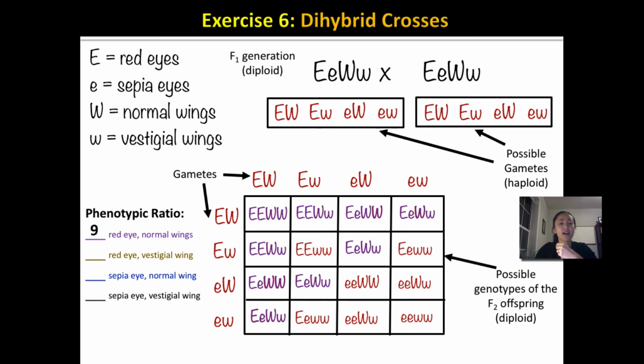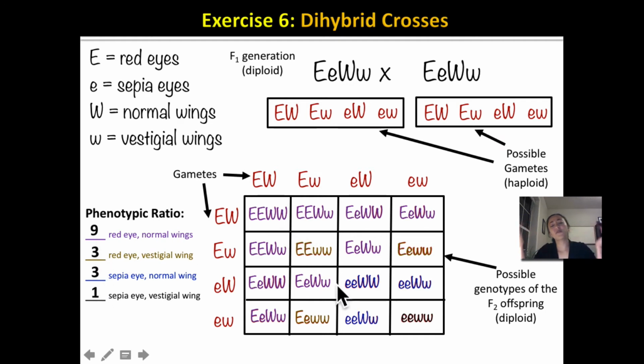If we're looking at red eye and vestigial wings, red eye again is big E. To be vestigial, they need to have 2 little w's. So of what's left, what do we see? It's these ones here. And then for sepia eyes and normal wings, sepia needs 2 little e's, and to have normal wings, they have to have a big W. So we can see that here. And then we only have 1 left down here, and that one is sepia and vestigial wings. So that's 1. So we'd have a ratio of 9 to 3 to 3 to 1.